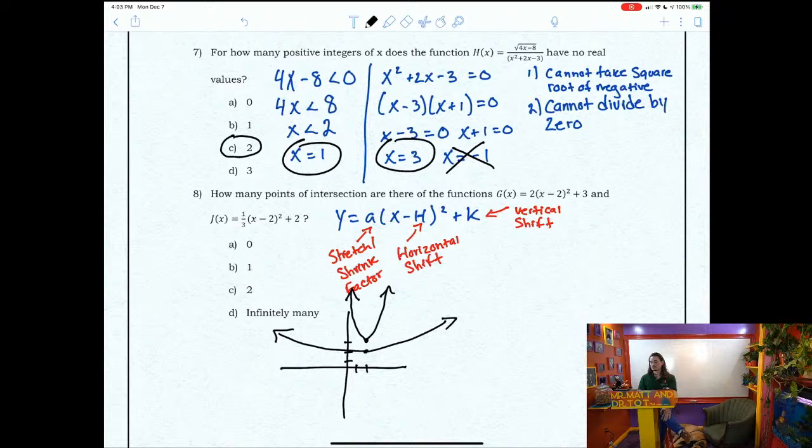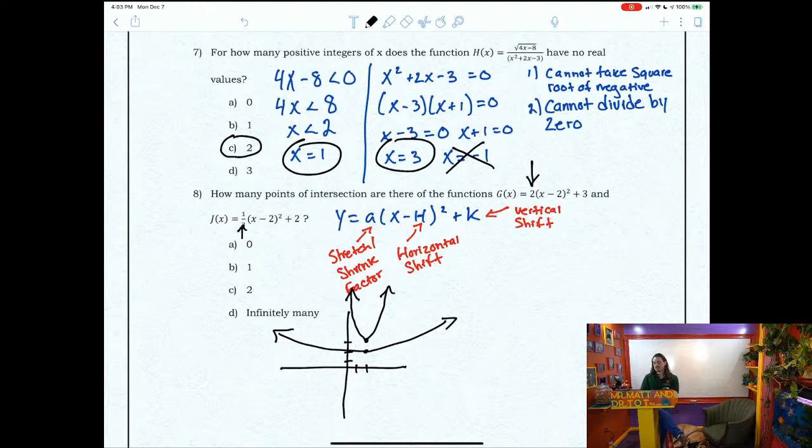That's the vertical shift. So in g of x, we have a horizontal shift right 2 and up 3. That describes the position of the vertex. So if I plot that point, I can understand that relative to the second equation, the first stretch factor is rather large. It's greater than 1. The a value in the first equation is 2. The a value in the second equation is 1/3.